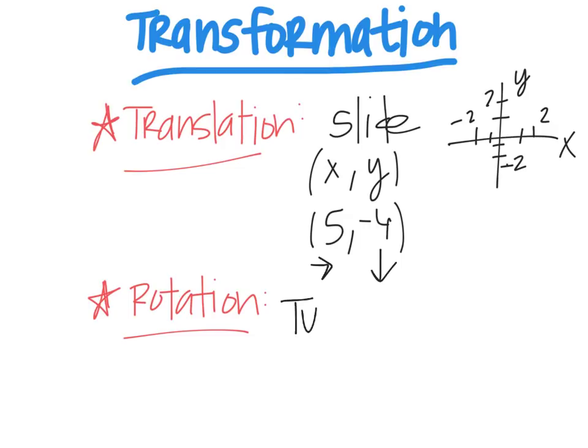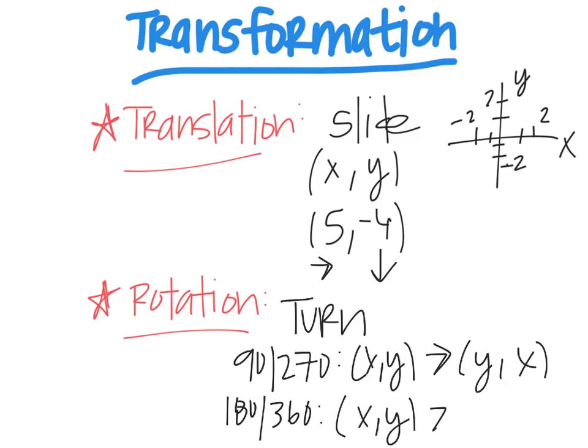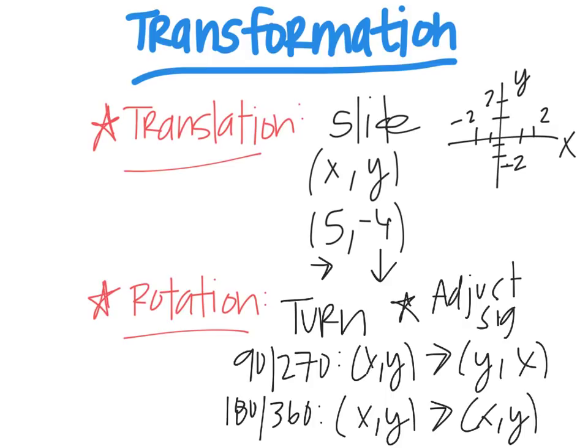Rotation is turning a geometric figure. So 90 and 270, xy switches to yx. 180 and 360, xy stays the same. But you always adjust the signs based on the quadrant.